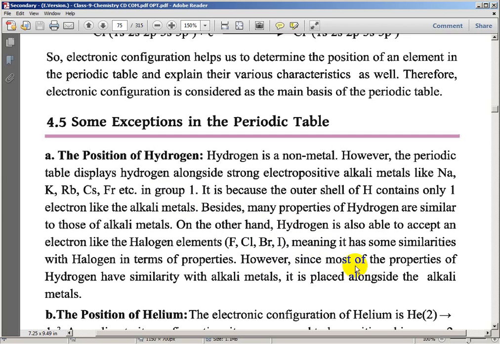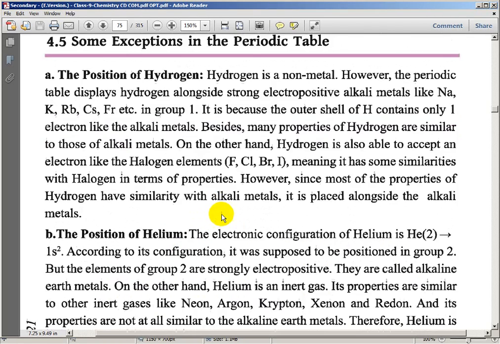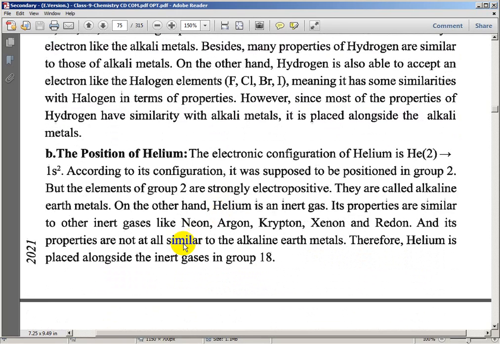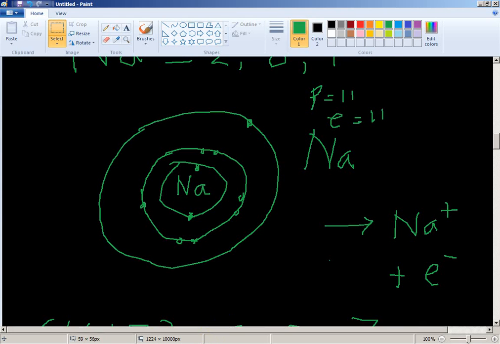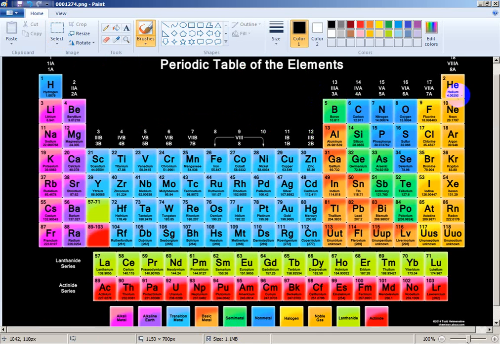However, since most of the properties of hydrogen are similar to alkali metals, for this reason it is placed alongside the alkali metals, group 1. Okay, for this reason, this is an exception. And another exception is the position of helium. Look at the position of helium. What is the position of helium? It is group 18.